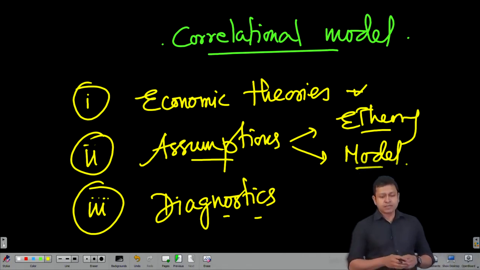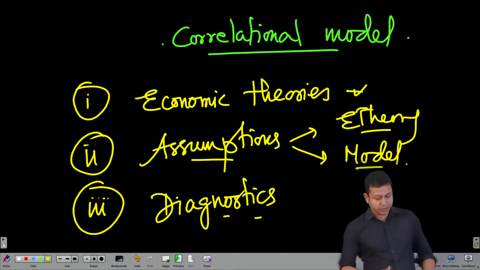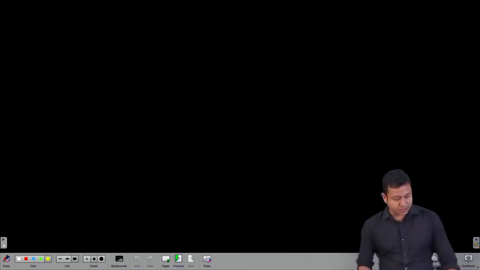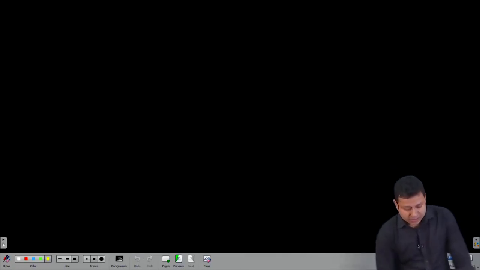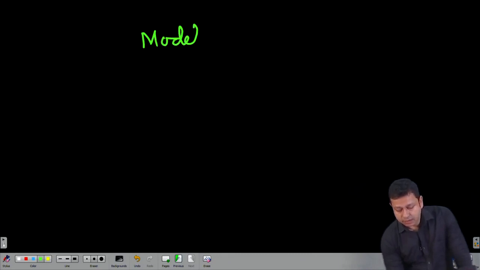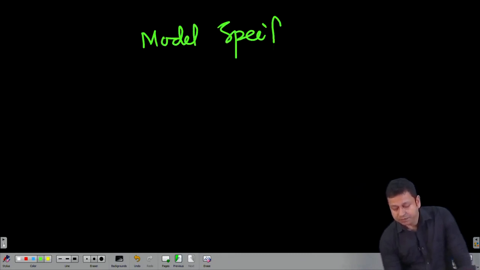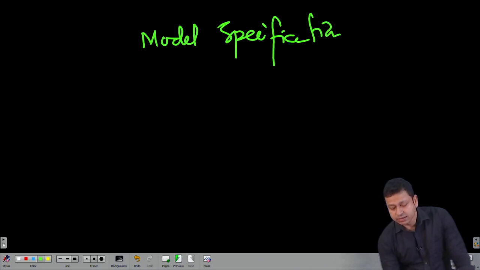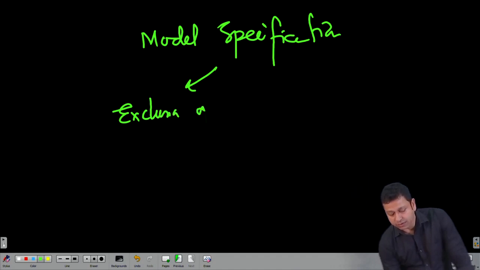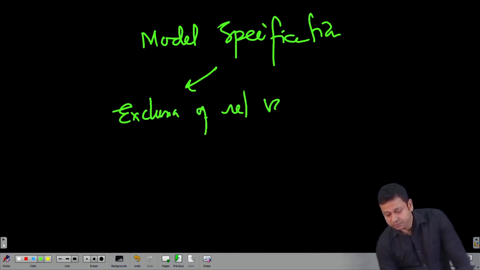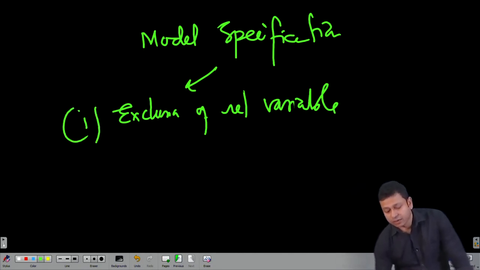All right. Now, for the model specification problem, the first problem we said is the exclusion of a relevant variable. This is the first thing we are going to discuss, and then we'll talk about the inclusion of an irrelevant variable.